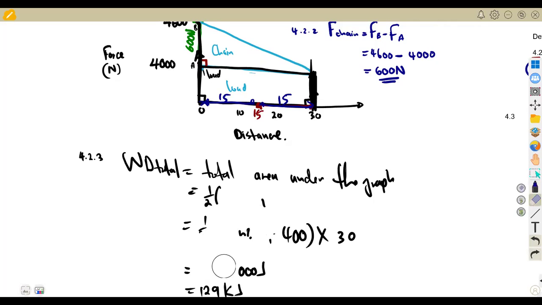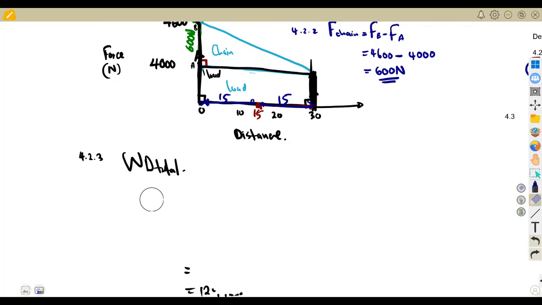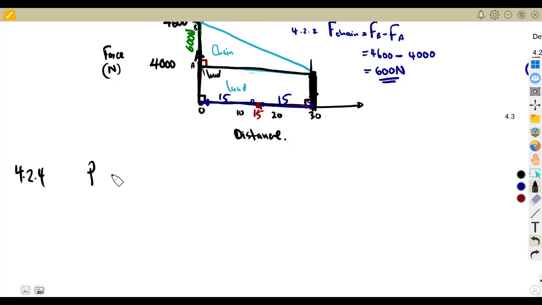Remember, we are supposed to calculate power, and we are given velocity there. Given velocity, the formula for power that we are supposed to use in this case is the total force times the velocity.